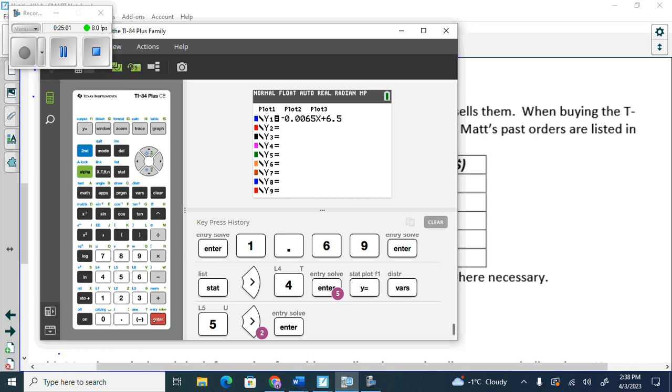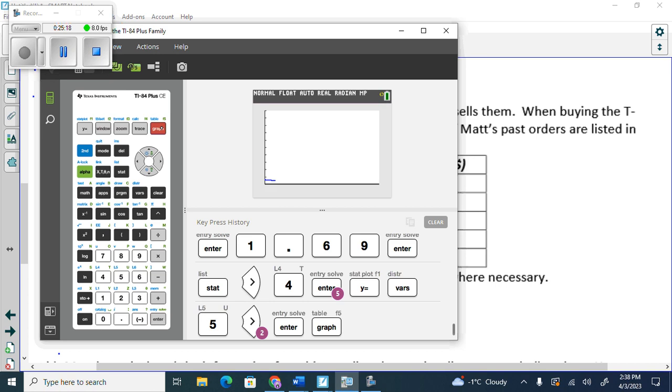So my first step is to put data into list. Second step is to get a regression equation. Third step is to get into y equals. And before I can do anything else, I have to do a fourth step. Does anyone remember what the fourth step is? Windows. My windows have to actually fit the data, right? Because my data is different. Let's press graph and look at it now.